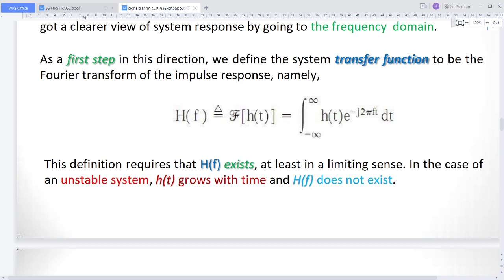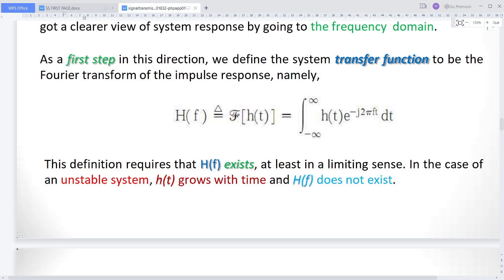Here this definition requires that H of f exists. We have studied this as the Dirichlet condition. It requires the integral to have a finite value, and requires a finite number of minima and maxima. It also requires a finite number of discontinuities.